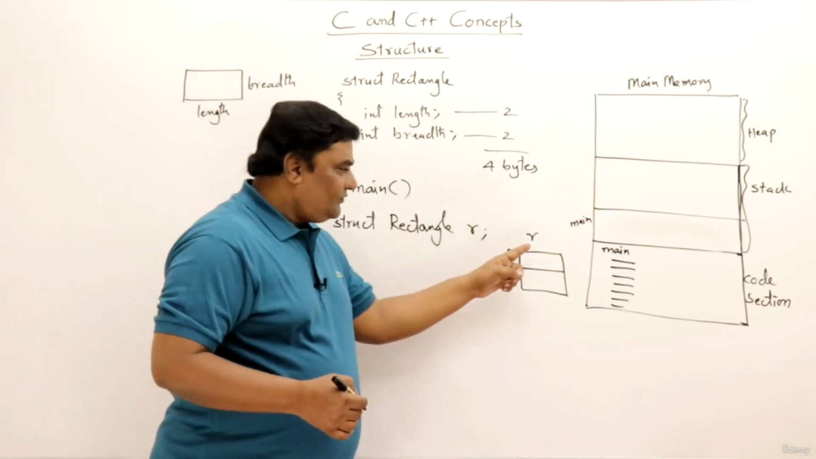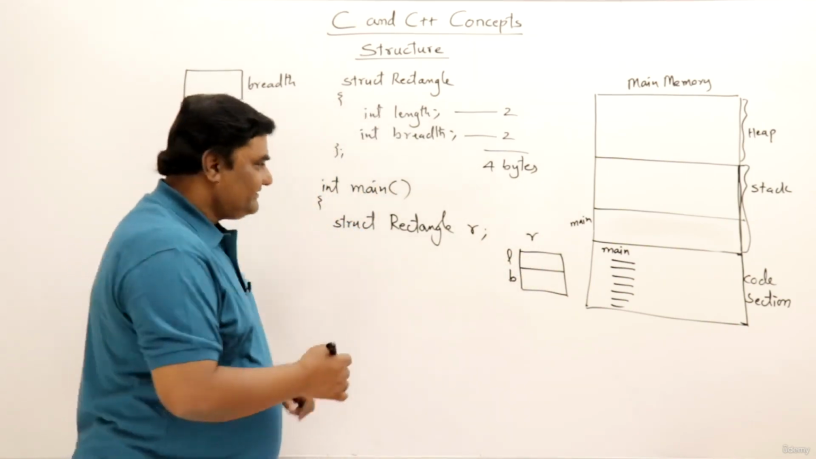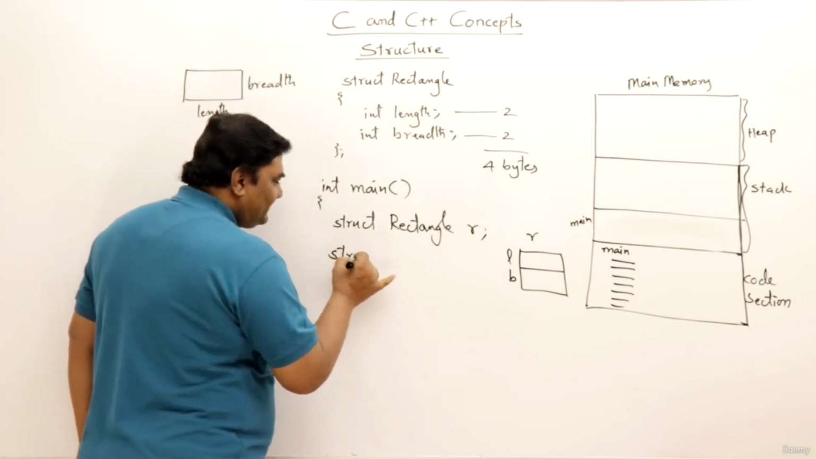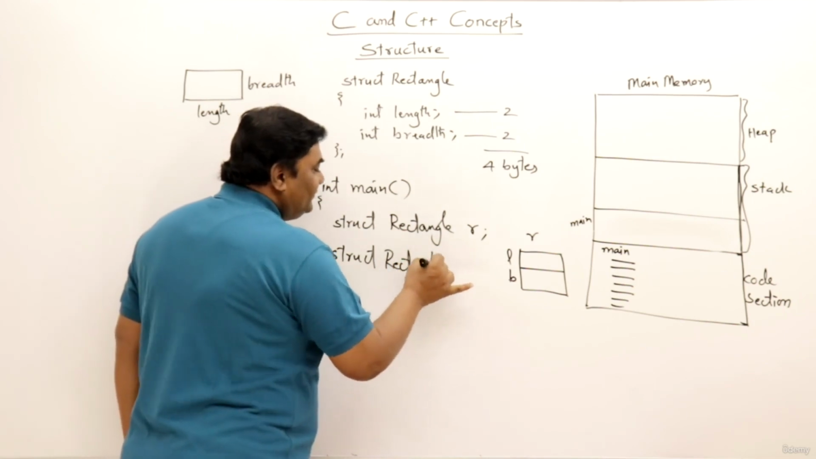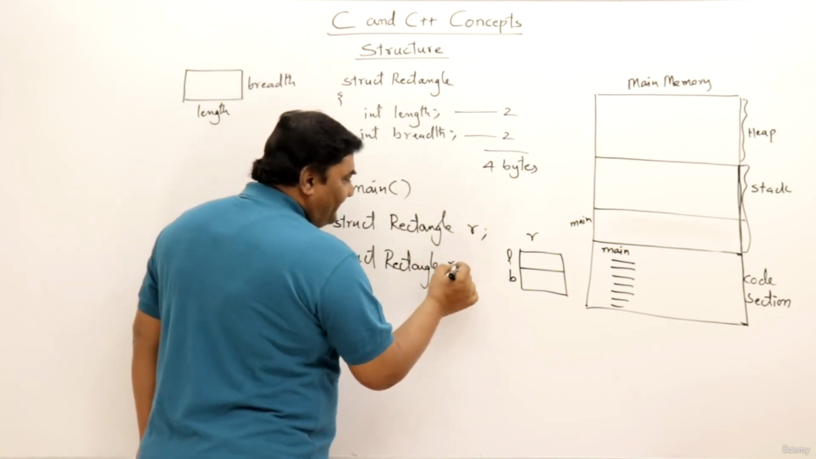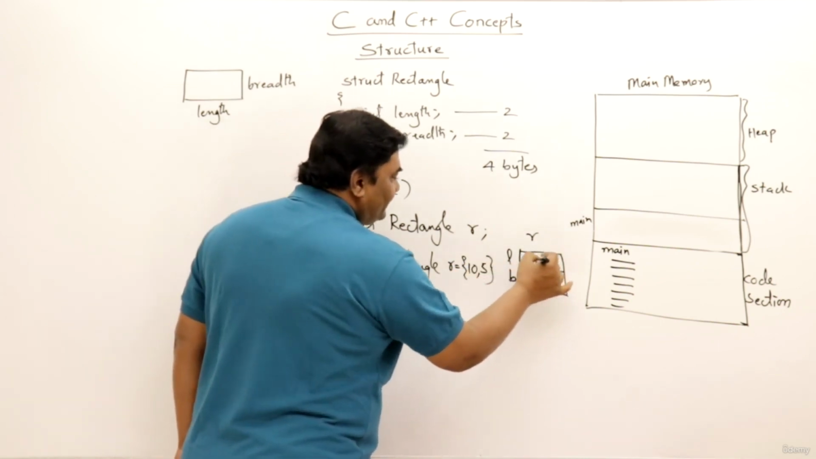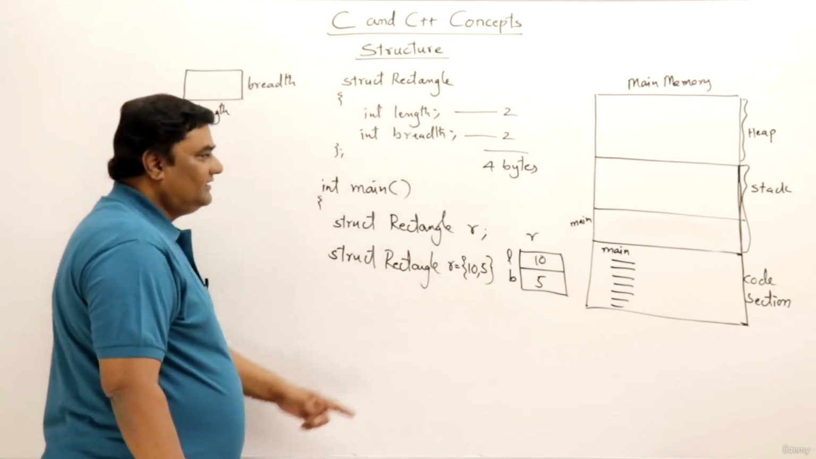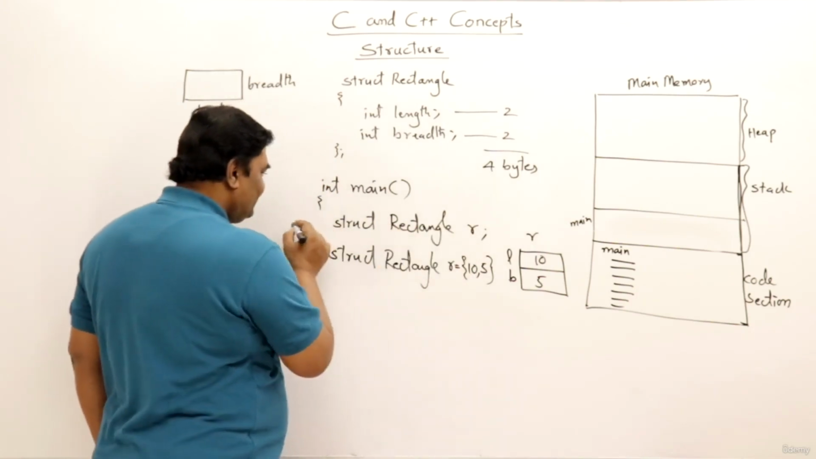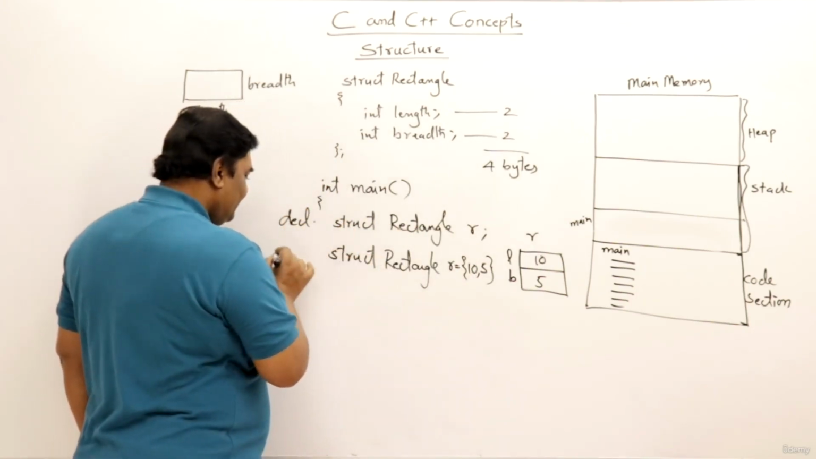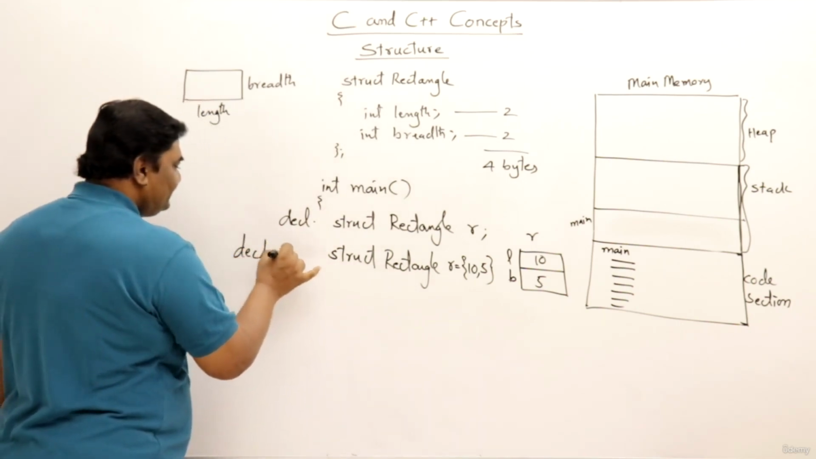Now, if I want to initialize it, then I can declare and simultaneously initialize it. So let us say struct, I will rewrite the same thing, rectangle, and I'll use the same name, R. With values, I can say 10, 5. So length is 10 and breadth is 5. So 10 and 5 will be filled in this one. So this is how we can declare as well as initialize. This is just a declaration, right? And this is declaration plus initialization together.